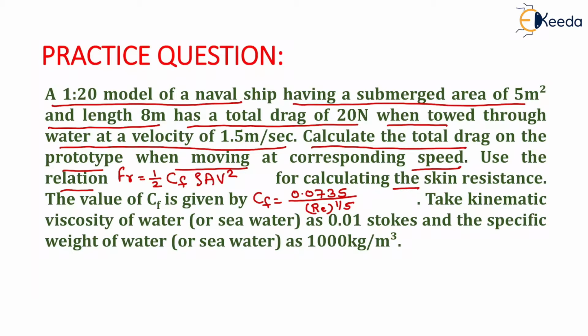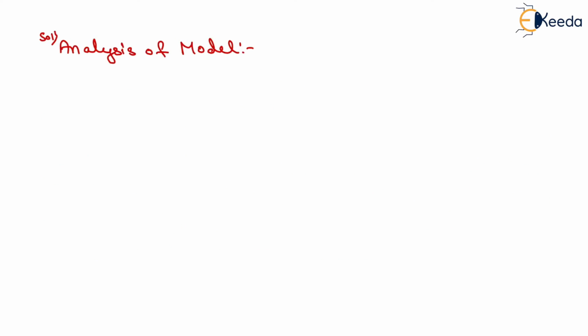skin resistance. The value of Cf is given by Cf equals 0.0735 upon Re to the power 1 by 5. Take kinematic viscosity of water or seawater as 0.01 Stokes and the specific weight of water or seawater as 1000 kg per meter cube. Now first is the analysis of model.